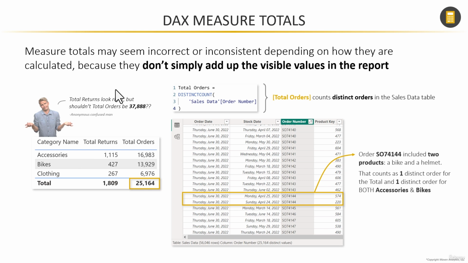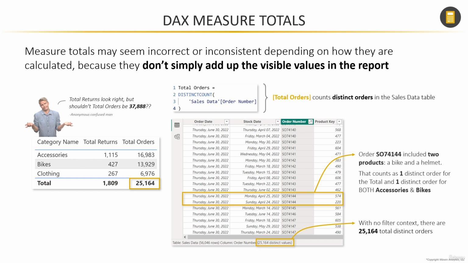When we look back at our matrix visual and think about how the total orders measure is evaluating, when we're filtering down to accessories, we're seeing one order from this particular order number that contains an accessory product. When we filter down on bikes, we're seeing another order. But when we evaluate the total, we're basically looking at an unfiltered version of this sales table. There's no context to define our category name. So when there's no filter context, we see that we have 25,164 total distinct order numbers. It's kind of tough to wrap your head around, but that's exactly what's going on here.